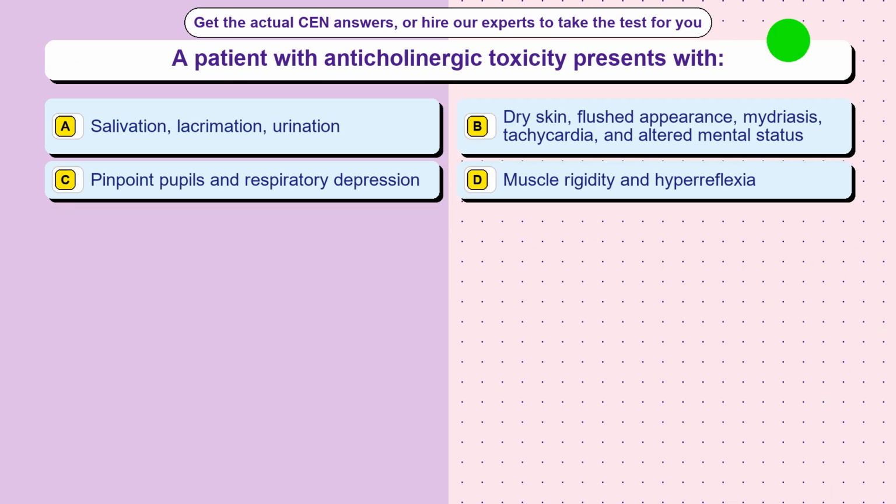Question 50. A patient with anticholinergic toxicity presents with: Option A, salivation, lacrimation, urination. Option B, dry skin, flushed appearance, mydriasis, tachycardia, and altered mental status. Option C, pinpoint pupils and respiratory depression. Option D, muscle rigidity and hyperreflexia.